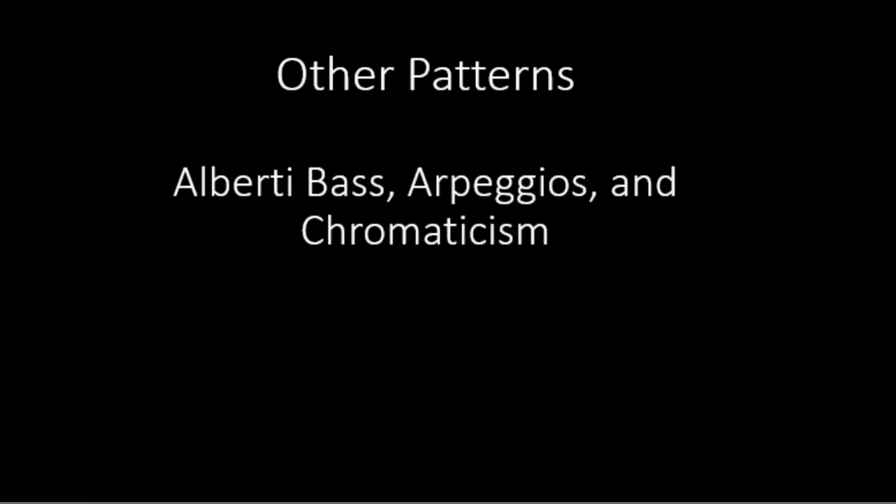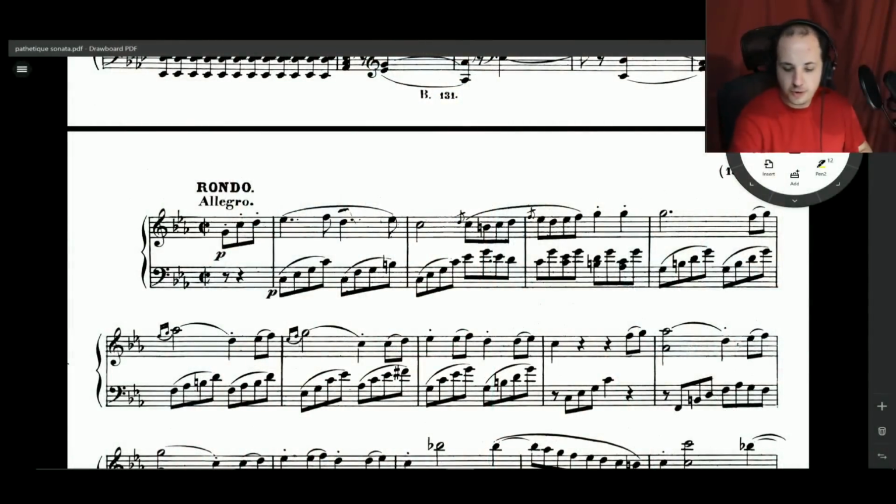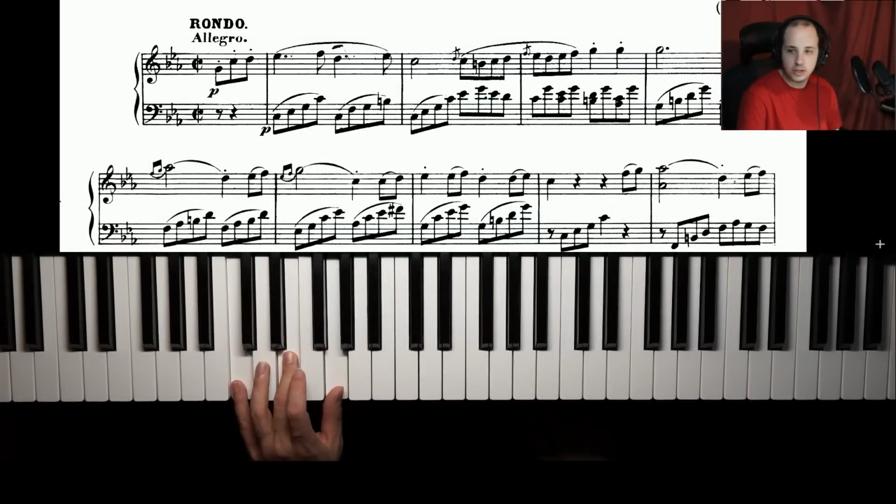Okay, some other patterns you want to be on the lookout for include the Alberti bass, arpeggios, and chromaticism. So let me show you or tell you what all three of these are about. Alberti bass is basically when you have a chord and you're playing it, and then the next thing is an arpeggio. All an arpeggio is, is a chord, but instead of playing it as a block chord, you're playing the notes separately, like that.